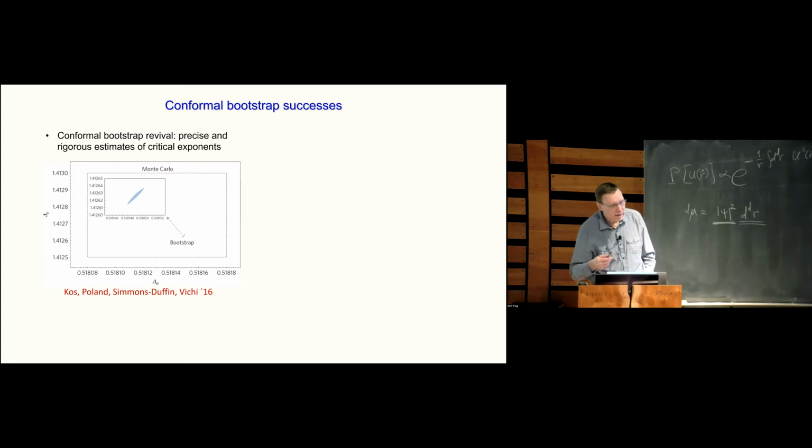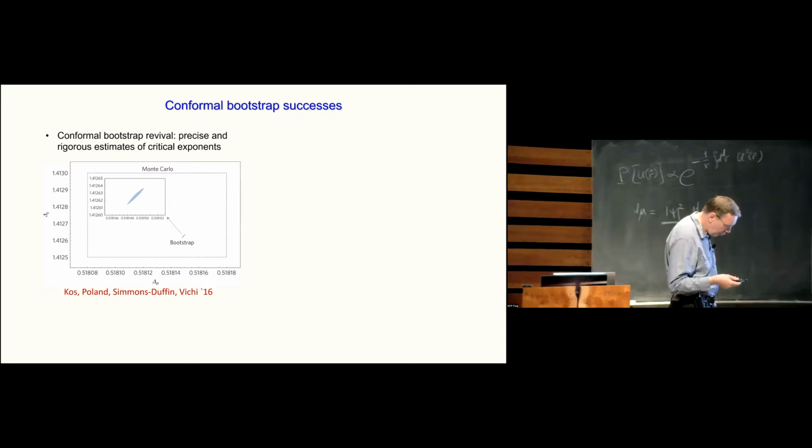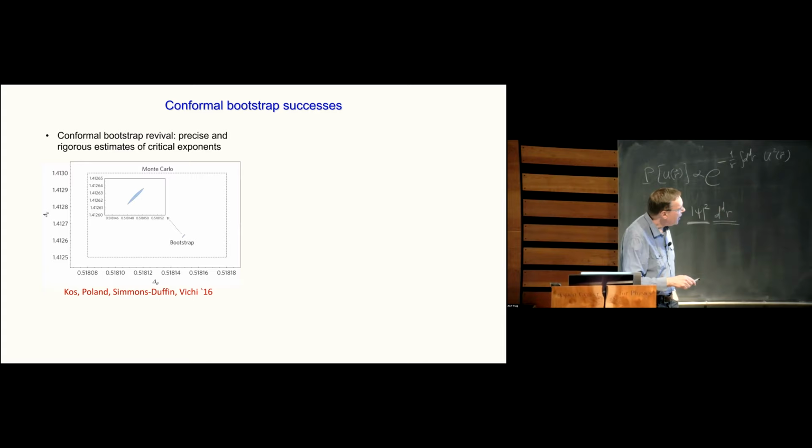Second advantage, these are rigorous estimates. So, given some specific properties of this model, such as unitarity and so on, you can say that anything that is outside of this island is forbidden. It cannot have critical exponents as here. It can only be in this island.